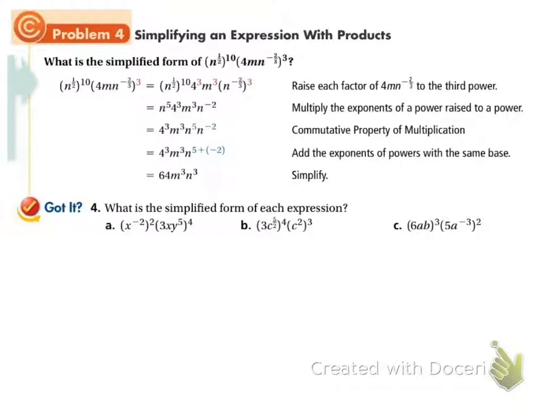This is 7.3b of algebra. So we're continuing working with exponents. It's a little bit harder than what we did in the last lesson, but it's really similar to it. It's just making it more complex.